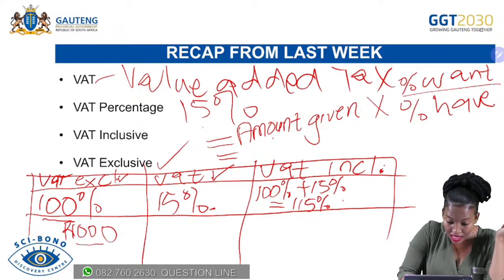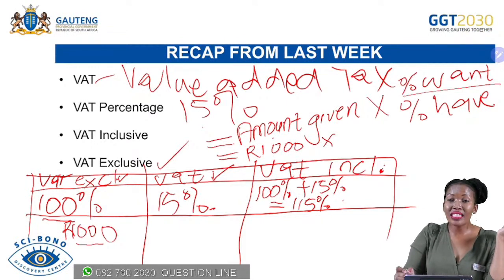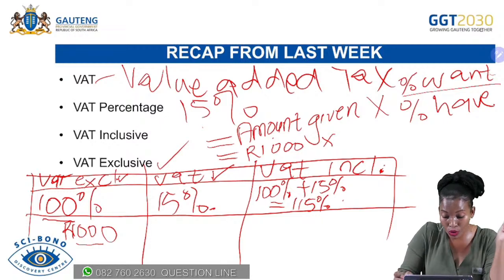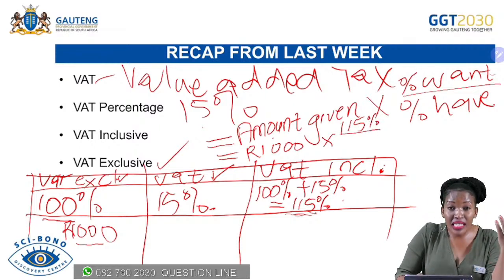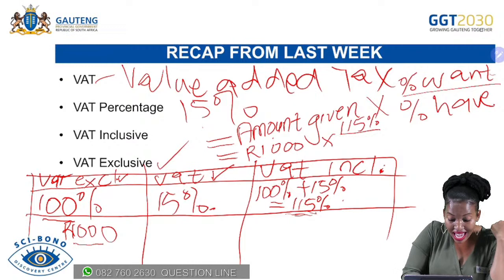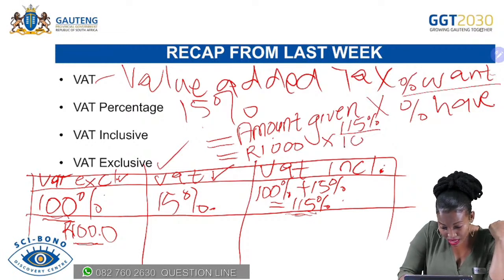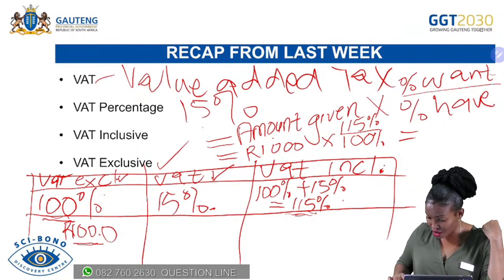It is 1,000 rands. Then you say 1,000 rands multiplied by, what is the percentage that I want? Remember, I want the VAT inclusive amount. So the percentage that I want is right here. It is 115% over. What is the percentage that I have? The percentage that I have is on top of the amount that I want. So the percentage that I have is 100%. So this divided by 100%. Then you punch this on your calculator to say 1,000 multiplied by 1.15.